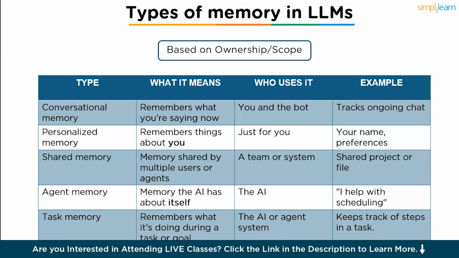Then we have personalized memory, which remembers user-specific details like names and preferences, making interaction more tailored. Then we have shared memory, which acts as a collaborative space shared by multiple users or agents, like a shared project file. Agent memory reflects what AI knows about itself, such as its role and purpose. Lastly, we have task memory, which tracks steps during a specific task, ensuring smooth goal completion.